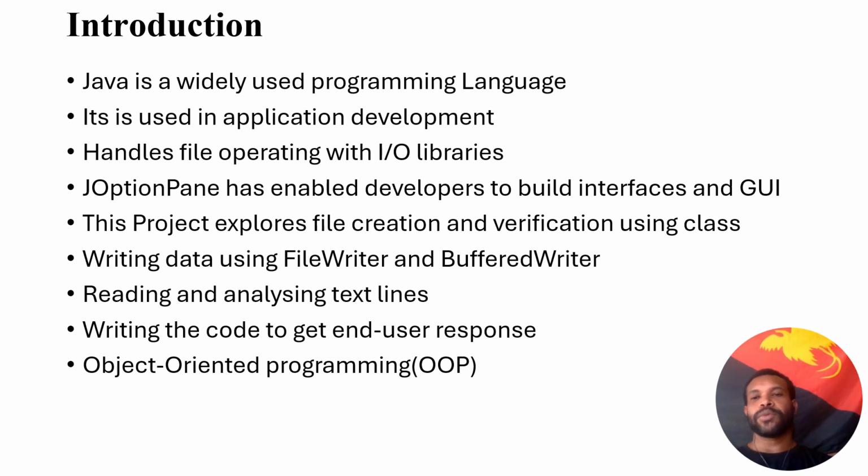So Java is a widely used programming language. It is used in application development. It handles file operations with input and output libraries. JOptionPane has enabled developers to build interfaces, GUIs, and this project covers file creation and verification using classes, writing data using FileWriter and BufferedWriter, reading and analyzing text lines, writing the code to get the end user response, and lastly it is object-oriented programming.